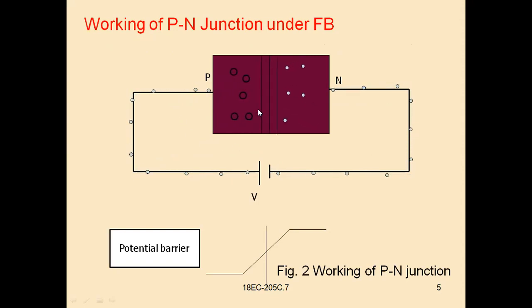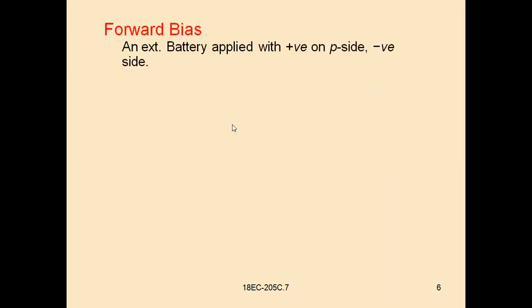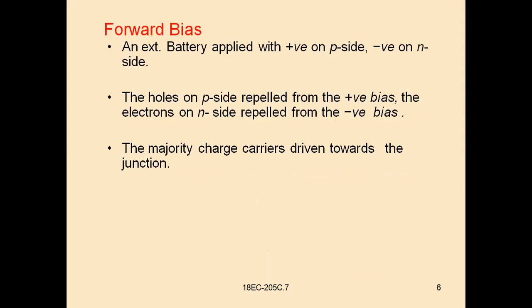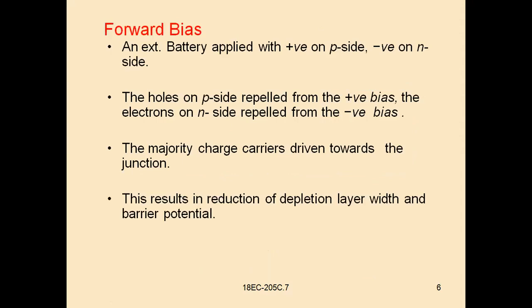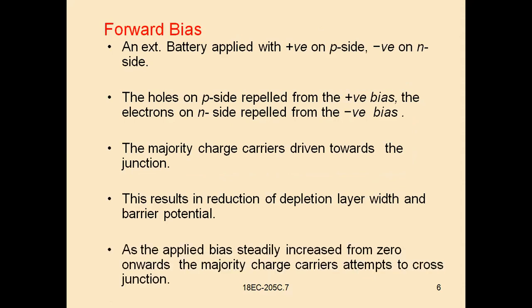So in both the regions, the majority charge carriers are moved towards the junction. The depletion layer decreases with forward bias, and meanwhile the potential barrier also decreases. This results in the reduction of depletion layer width as well as barrier potential. As the applied bias is steadily increased from 0 onwards, the majority charge carriers attempt to cross the junction.